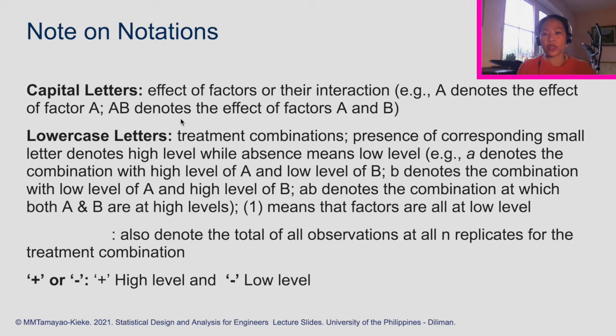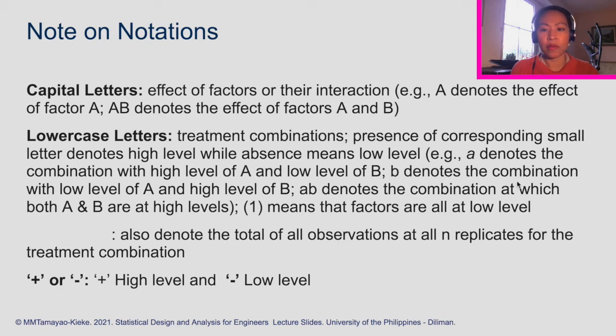So, a note on notations. By convention, capital letters represent the effect of factors or their interactions. So for example, A denotes the effect of factor A, AB denotes the effect of factors A and B. Lowercase letters are treatment combinations, and the presence of the corresponding small letter denotes the high level, while absence means low level. So for example, a denotes the combination with high level of A and low level of B.